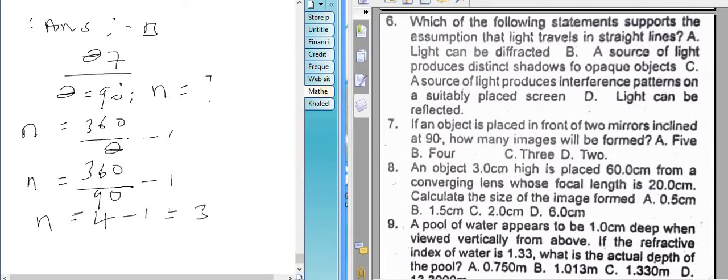So option C is the answer, which is 3 images. So we have 3 images. Option C is the answer.